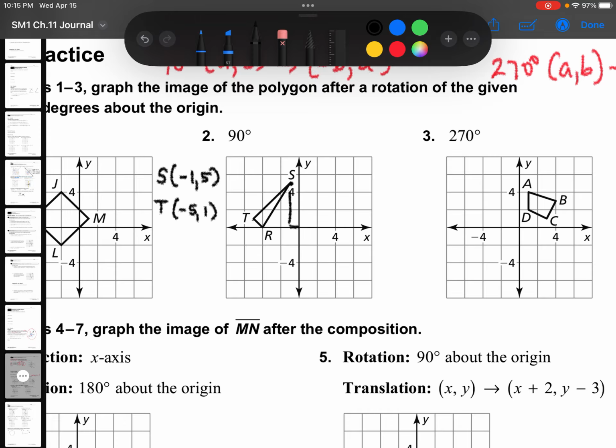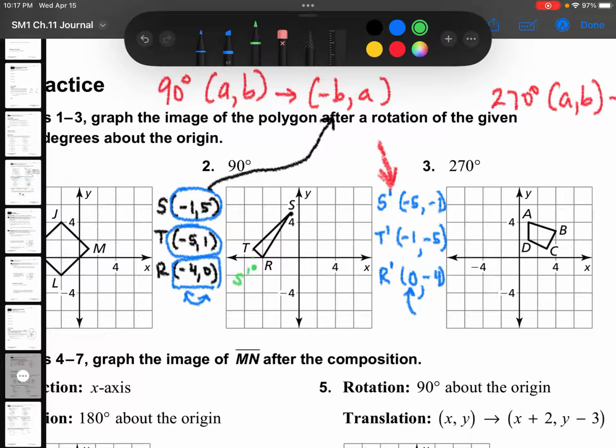Let me use a green to plot the points. Let's begin with S prime, (-5, -1). It's right here, S prime. Then we will locate T prime, which is (-1, -5), so -1 and -5 somewhere over here, T prime, and then R prime is (0, -4), which happens to be here. Then once you connect, you will get this figure. And this was a rotation of 90 degrees counterclockwise of the triangle RST.